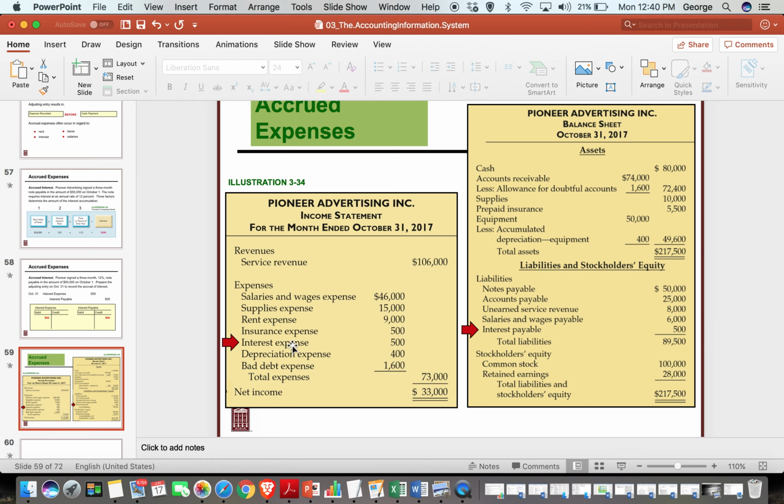All right, and then my financial statement presentation, I've got $500 of interest expense on the income statement, and I've got $500 of interest payable. So I owe $500, right, to whoever has this bond. So $500 of interest payable on the balance sheet.